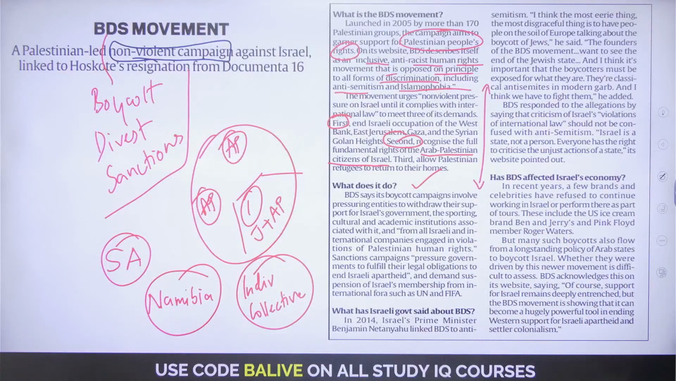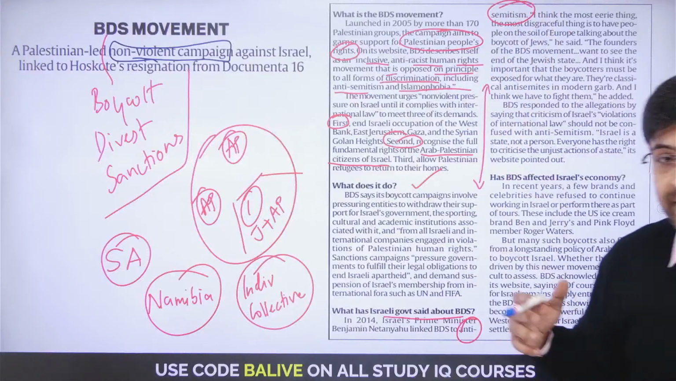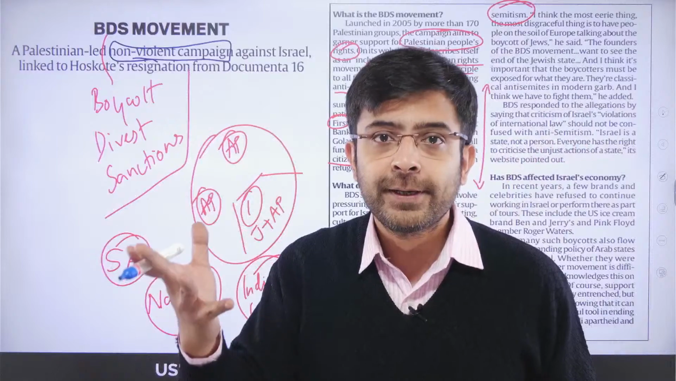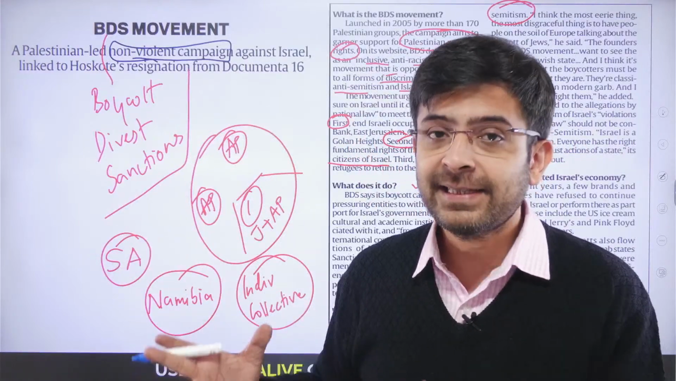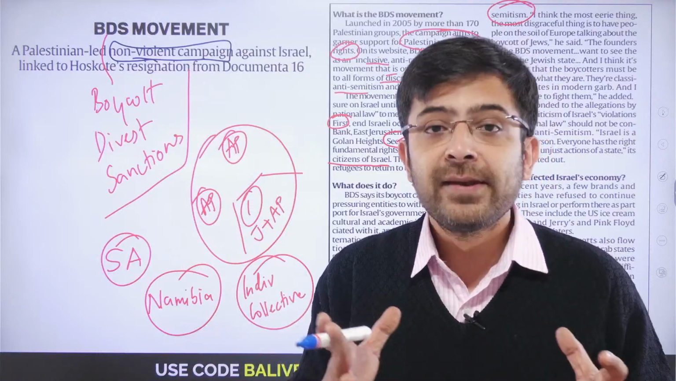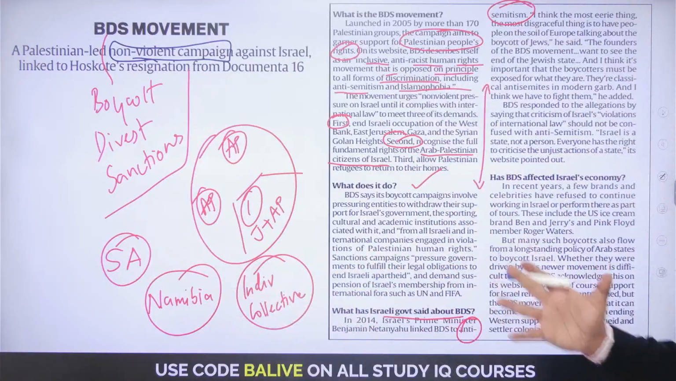Now, what has the Israeli government said about this entire movement? They say that it is linked to anti-Semitism. What is anti-Semitism? Essentially, the feeling that Jews are outsiders, that you go ahead and vilify a particular community. So the Israeli state links this campaign as a campaign against the Jews and not against, say, the Israeli state. So this is the position on the two sides.